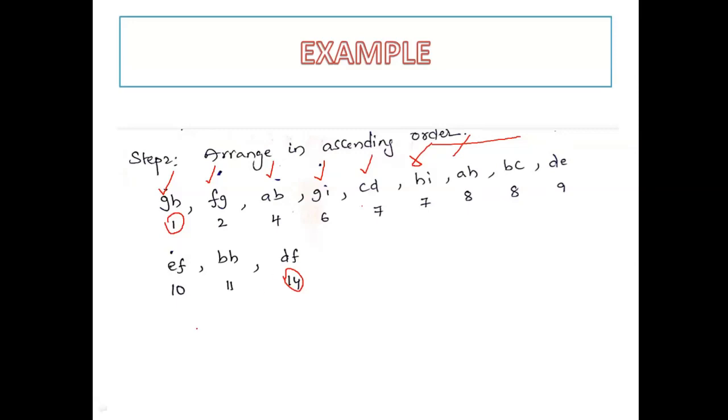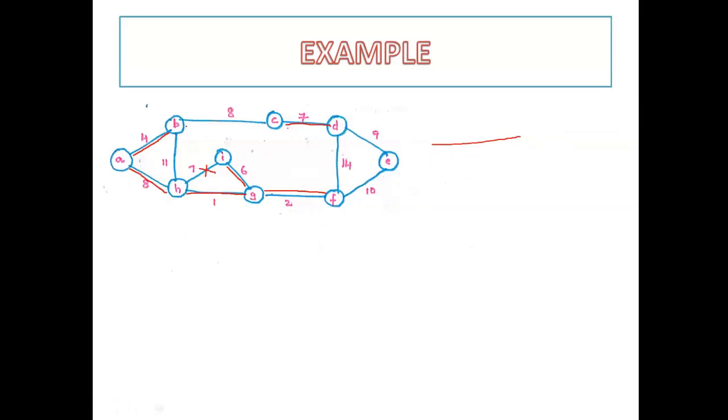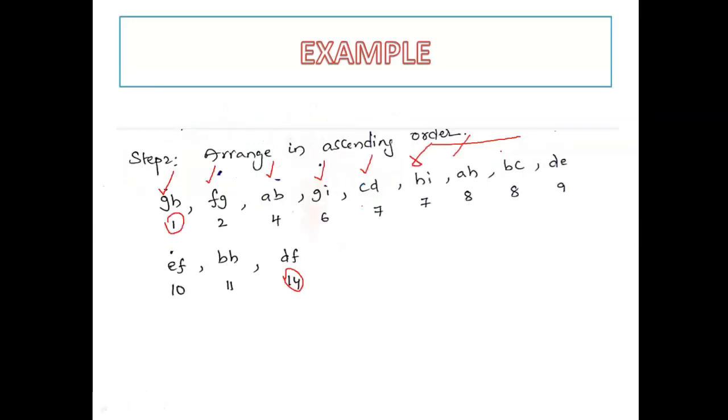And then the next is BC. So where is BC? Now you can see this is BC. When you connect this edge, it doesn't form any cycle. So we consider this also. So you can take this into consideration.